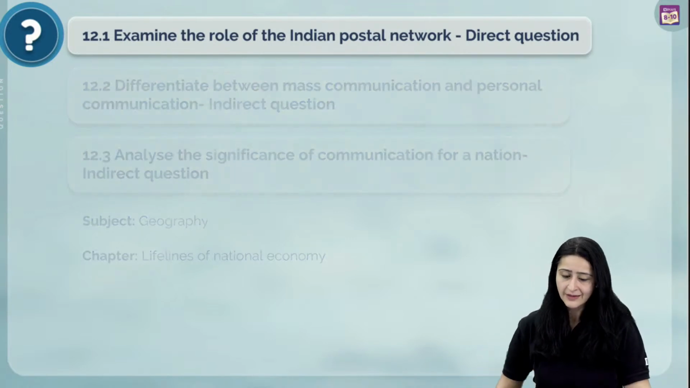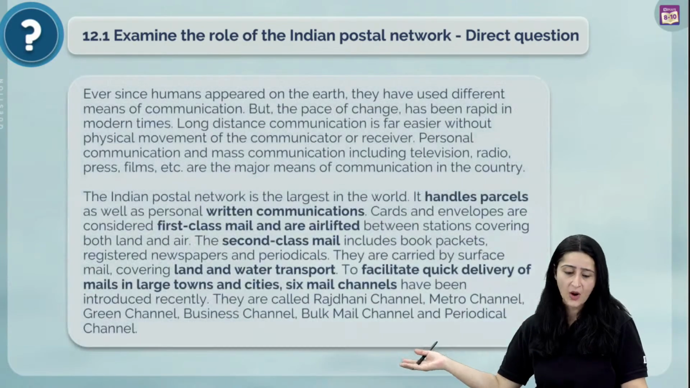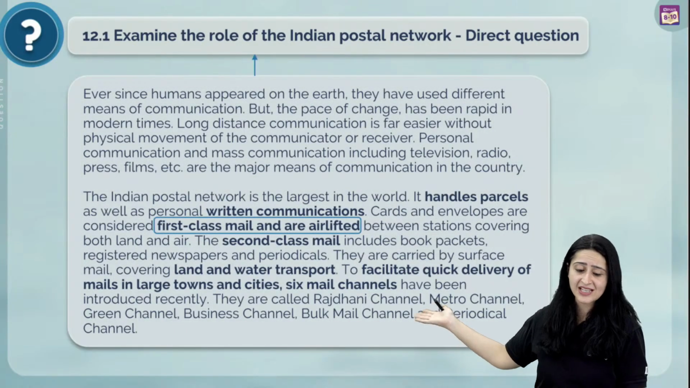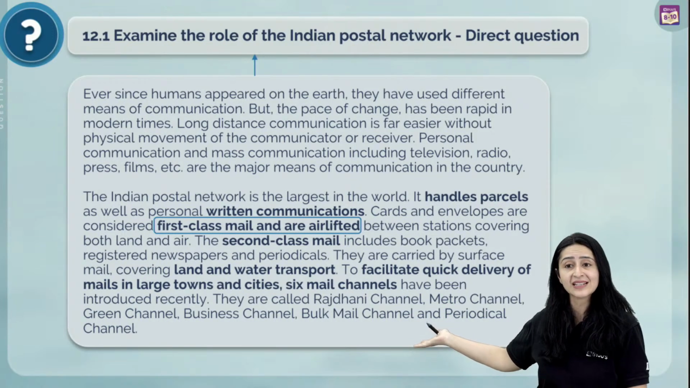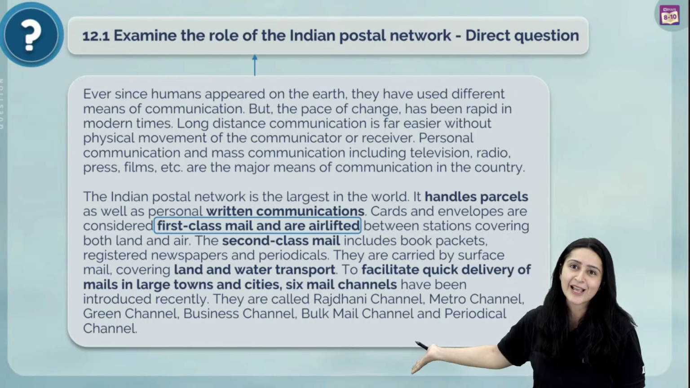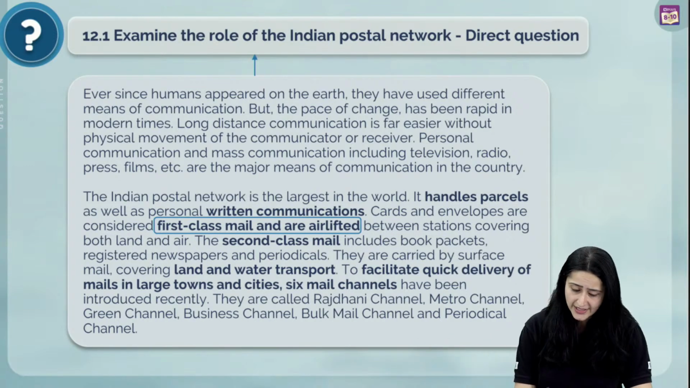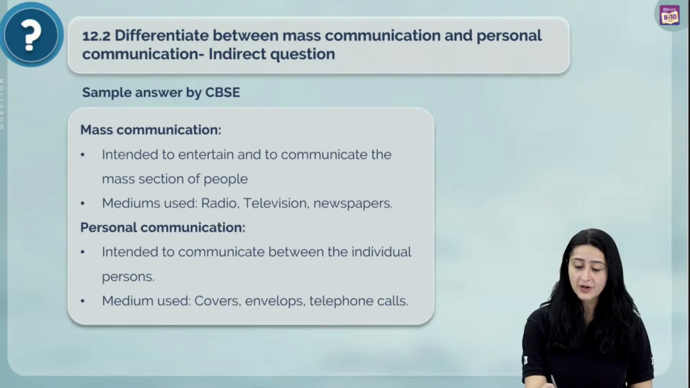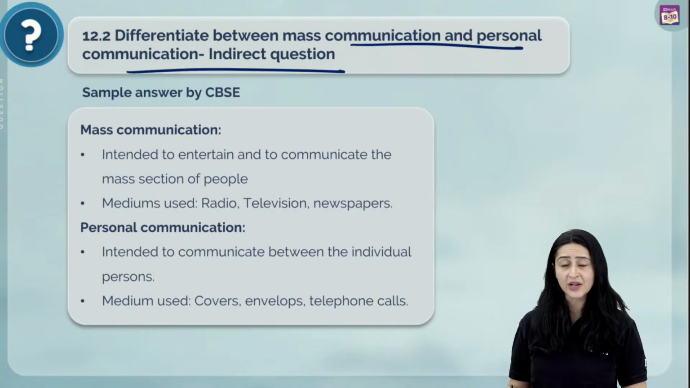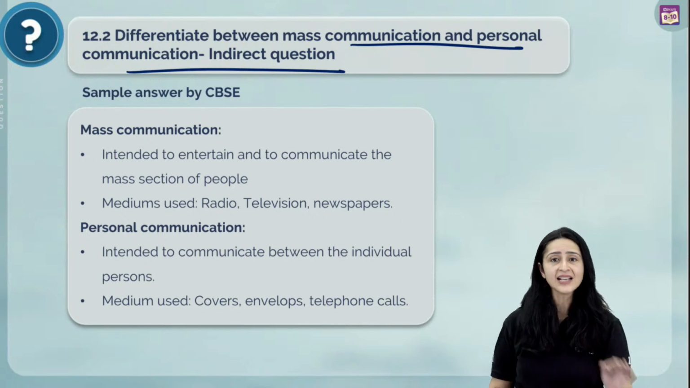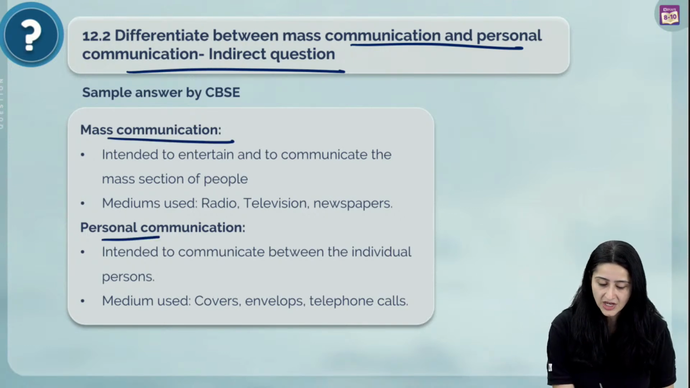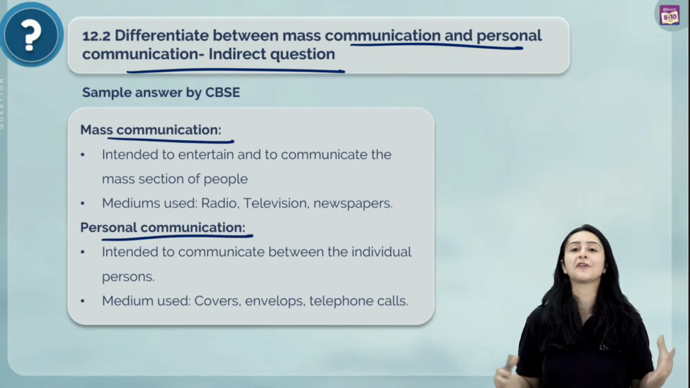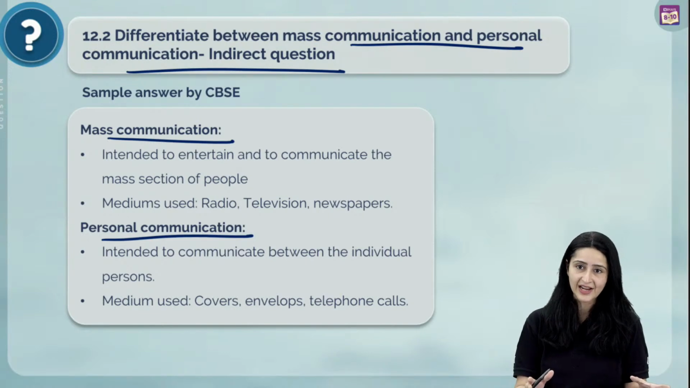Okay. Now, in terms of the first question that we got, which is examine the role of the Indian postal network, this is a direct question. We've highlighted the answer for you over here. The answer is itself in this passage. It requires no discussion. Then, differentiate between mass communication and personal communication. This is an indirect question. Our passage does mention mass communication and personal communication, but it does not give the differences between the two. So, this is an indirect question.